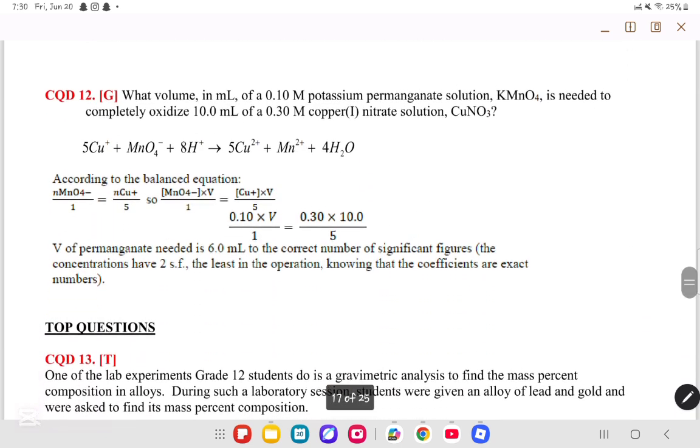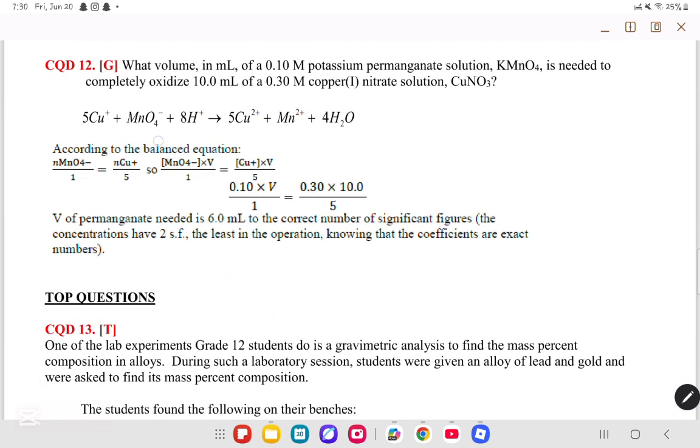We'll move on to CQD number 12. I think they answered it, no? Yeah, very funny. They have the answers over here. Okay, let's just see it together.